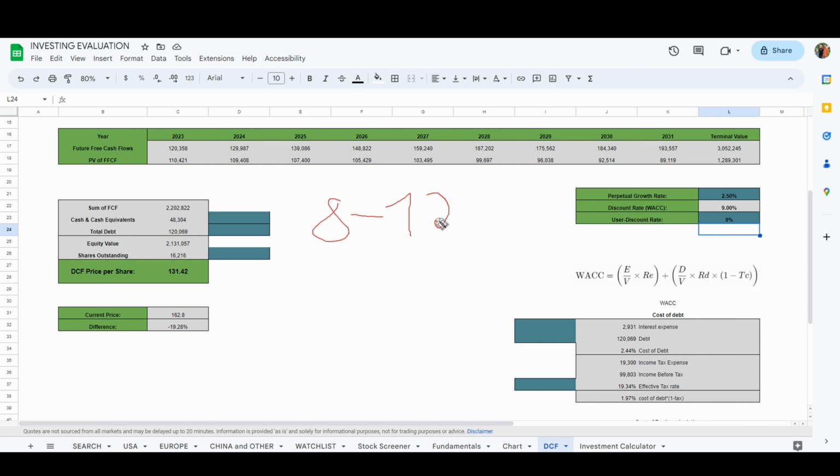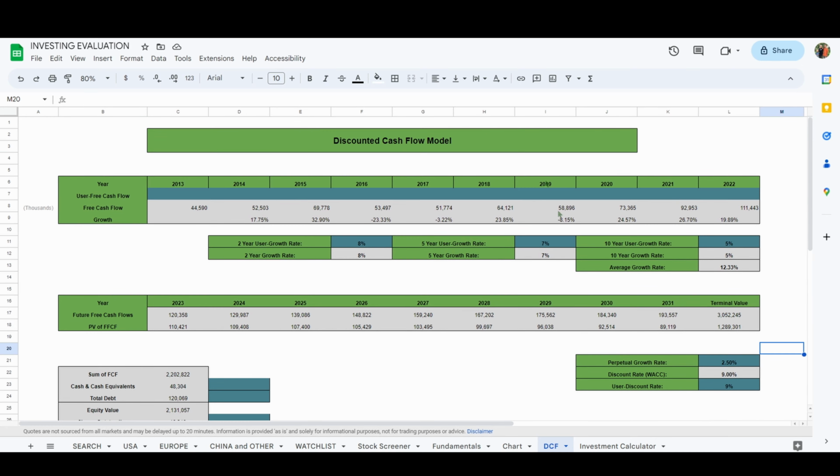Usually you want to keep this number from 8% to 12%. Maybe for extremely stable and unstable businesses from 7 to 13, but not really more or less than that. This basically says if the business is very stable, you should go with a lower number, and if it's not that stable, you should go with a higher number.